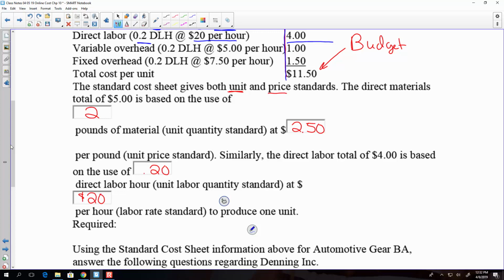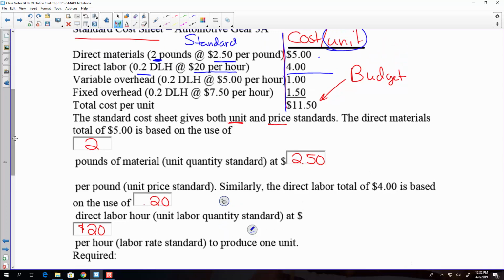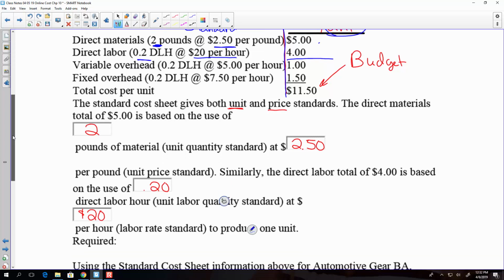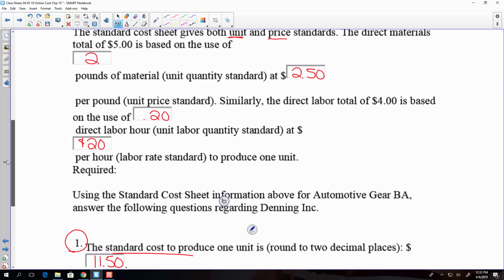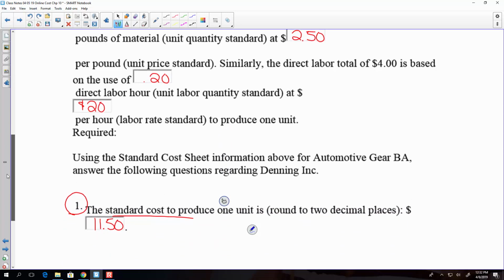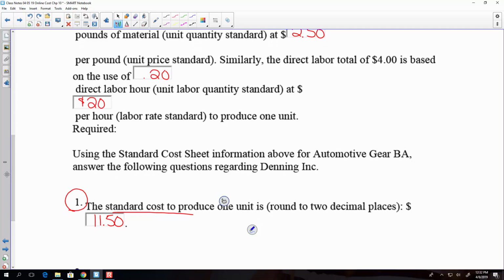So often, again, I ask some of these questions on the exam, and students will put in $5 for the standard price, or standard price per pound. We have to be careful of what we're asking and what we need to put in those particular answers. Next is the labor cost is $4 based on 0.2 hours at a cost of $20 per hour, which would generate what? $4 per unit, right, to make that particular product. So that's all we're looking for here.